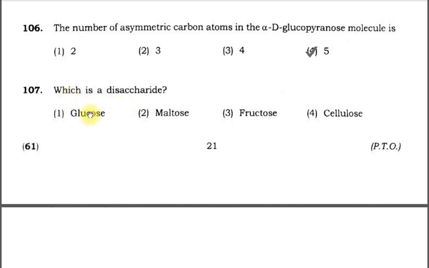Question number 107. Which is a disaccharide? Number 1, glucose; number 2, maltose; number 3, fructose; and option number 4, cellulose. So the disaccharide is maltose. The monomers of maltose are glucose.